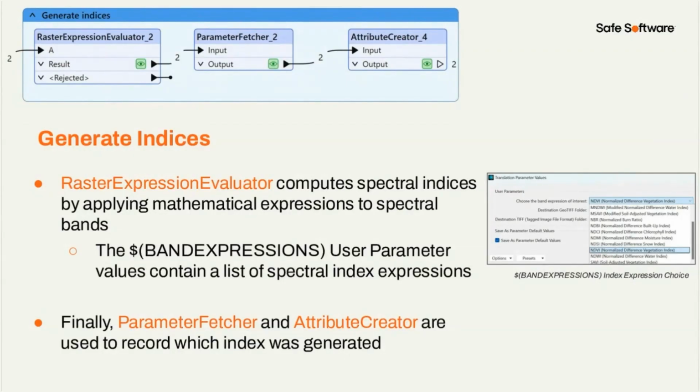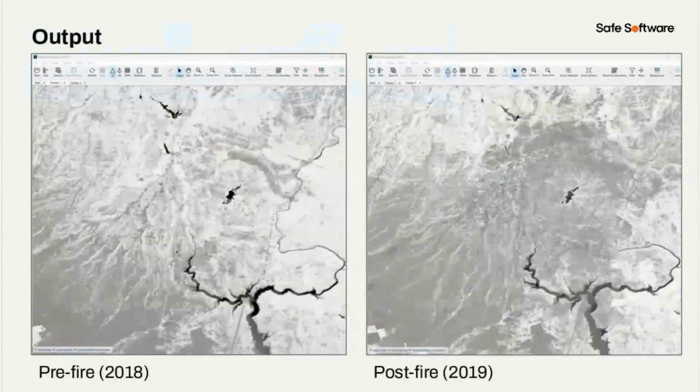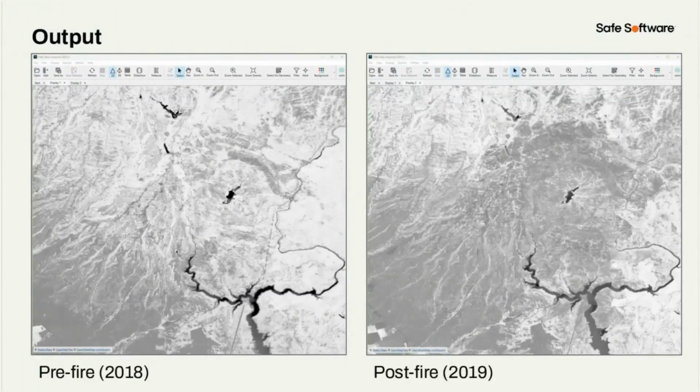And the final transformers here are just used to fetch the name of which index expression was chosen and write it to an attribute so our data are properly labeled. So finally, here you can see our single band NDVI data products side by side, ready for symbology to be applied and used in a change detection workflow. With that, I will hand it off to Dave.